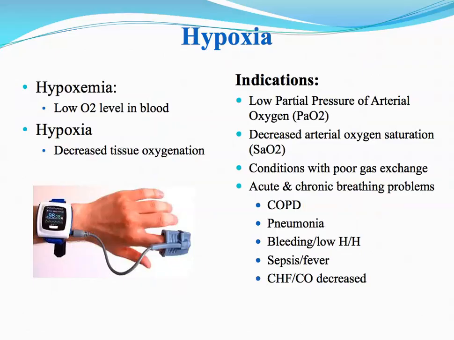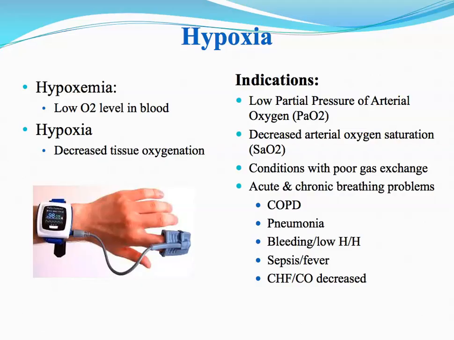Now, what is hypoxia? Hypoxia is either hypoxemia or hypoxia. Hypoxia is just a decreased tissue oxygenation, whereas hypoxemia means that we can see that there's a lower level of oxygen circulating in the blood. This could be found with something like an ABG, so we may see that the partial pressure is decreased, and then the arterial oxygen saturation may also be decreased, depending on how we are measuring the oxygen blood levels in the patient.